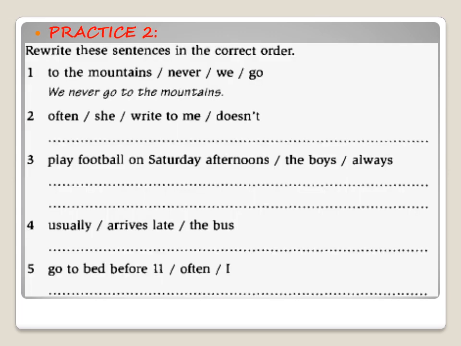The next activity is to rewrite the sentences in the correct order. For example, to the mountains / never / we / go. And the correct answer will be, we never go to the mountains.